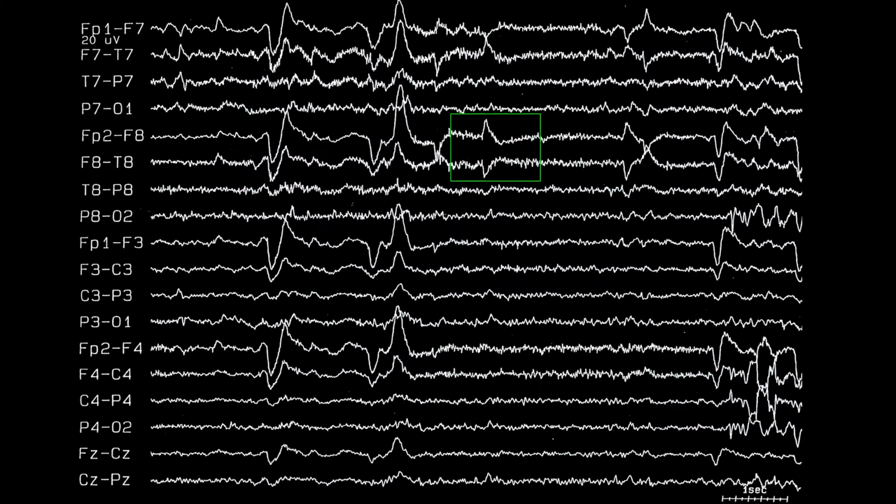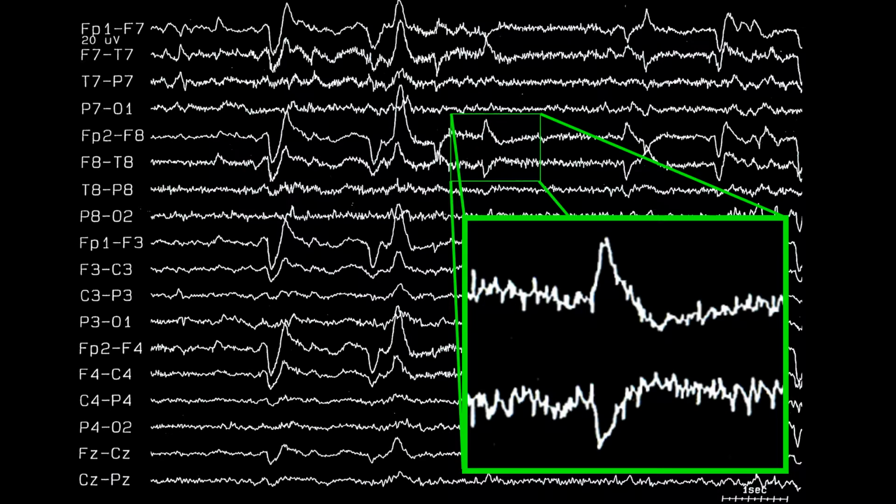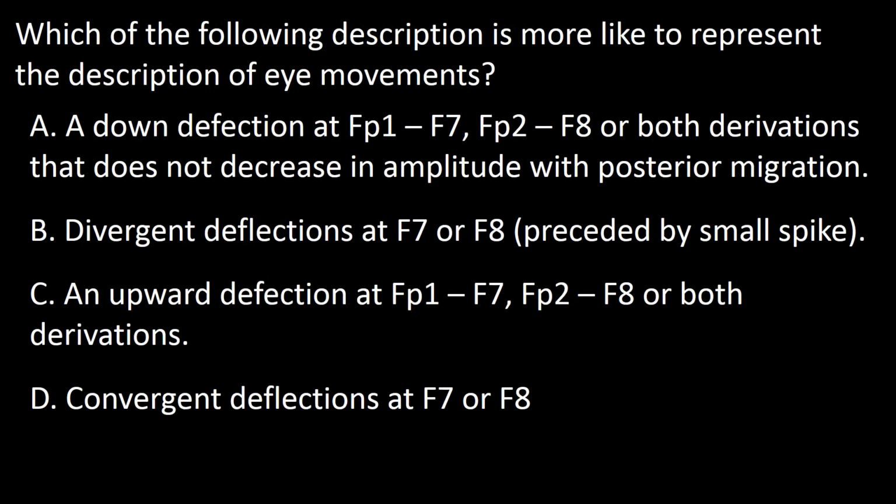In this frame, you can see an activity that is very characteristic of eye movements. I have enlarged the activity in this frame so it can be better appreciated. It is important to notice that the separation of the channels is preceded by a spike. This spike corresponds to a potential created by the contraction of the lateral rectus. So the answer to this question is B.